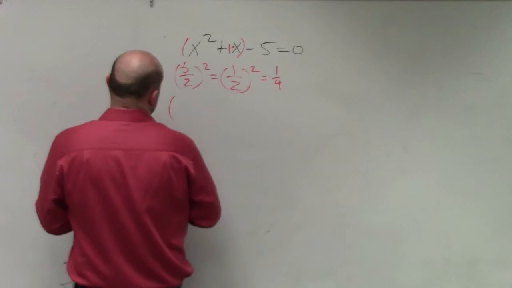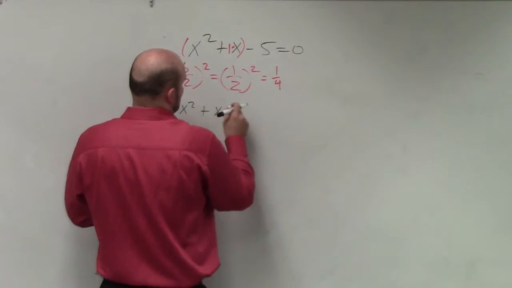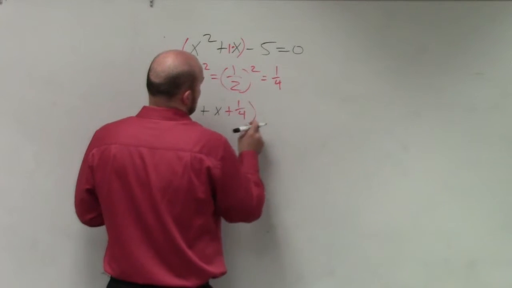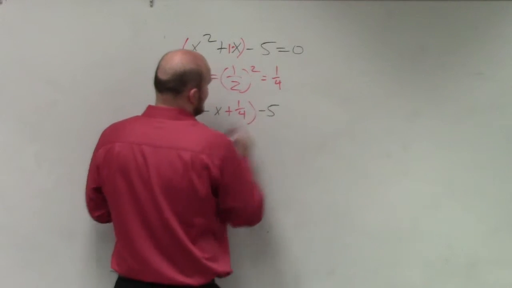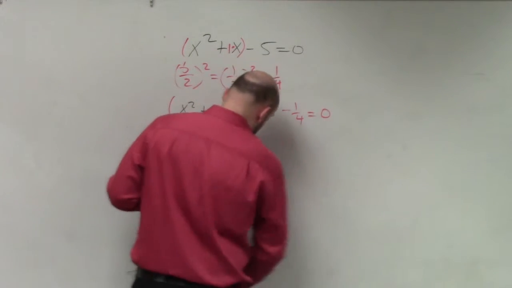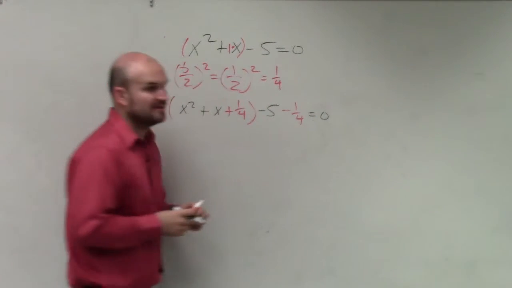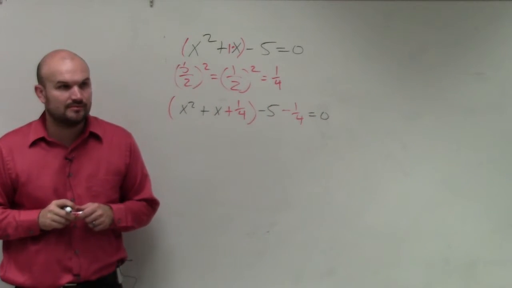So therefore, I have x squared plus x plus 1/4 minus 5 minus 1/4 equals 0. Does everybody follow me? Yes? No? Maybe so?